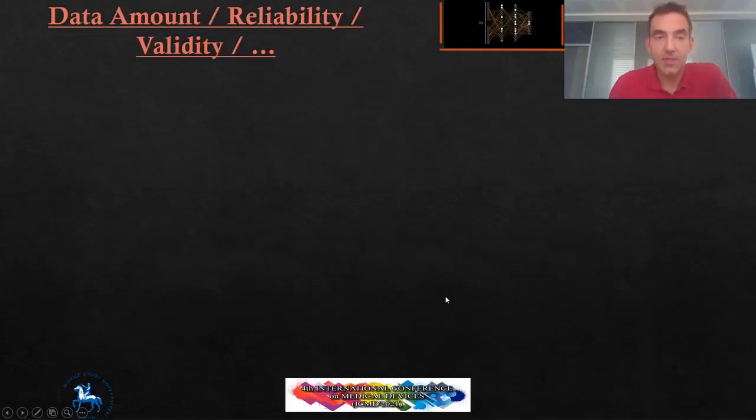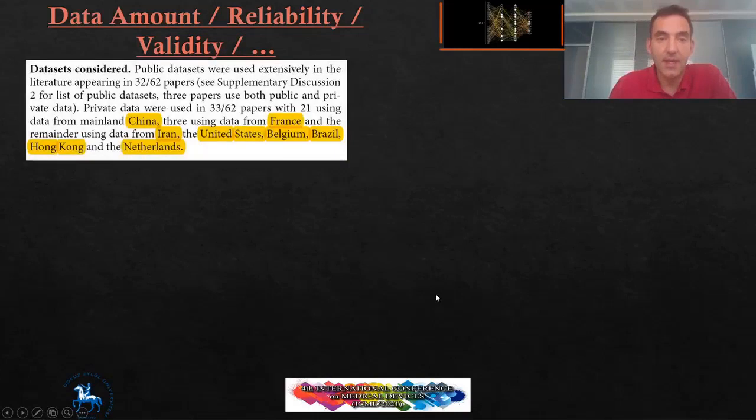Now, one of the biggest issues is the data amount, reliability, and validity. And again, in this COVID-19 article, the data sets are considered in 2 categories. One of them is the public data sets, and the other ones are the private data sets. Now, the private data sets are impossible to check, of course, and these private data sets mainly include, as you can see, China, France, Iran, United States, Belgium, Brazil, Hong Kong, and Netherlands.